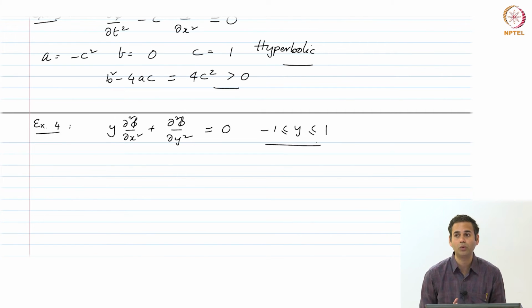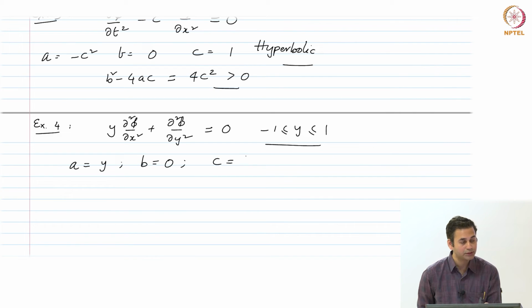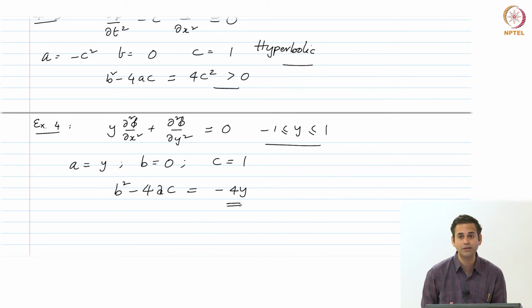In the range minus 1 to 1, we want to know what is the type of this equation, because earlier the type of the equation was the same everywhere in the domain that you consider, irrespective of the domain extent, okay. Now what is A here? Y, B is 0, C is 1. So what would be B square minus 4AC? Minus 4y, right, minus 4y. Now is this greater than 0 or less than 0? That depends on the value of y of course, okay.